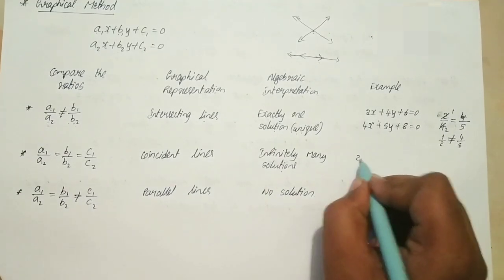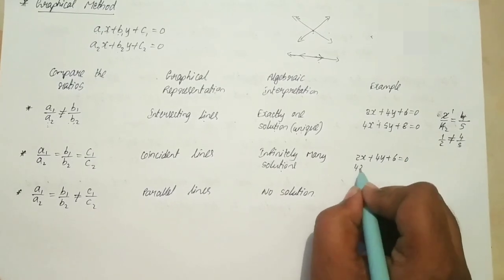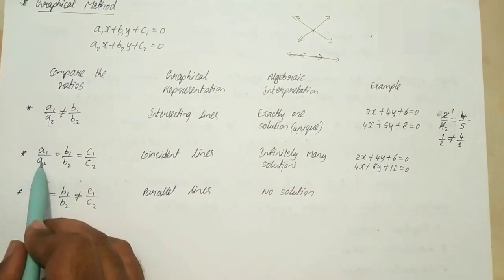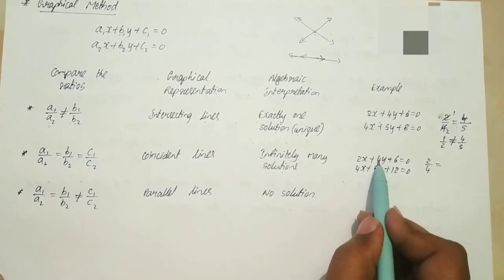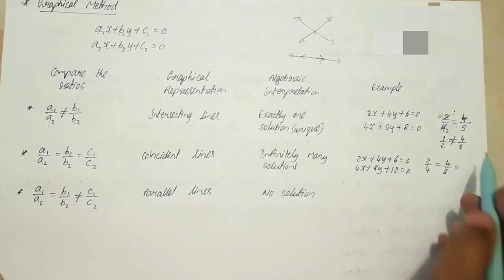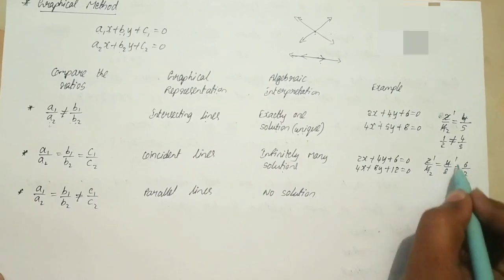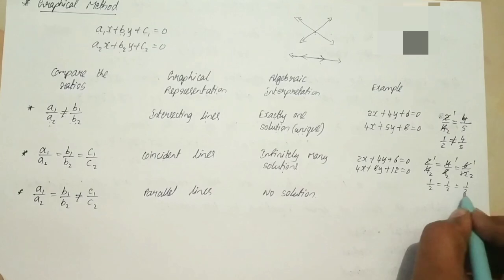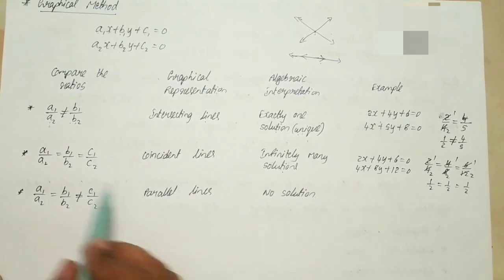For example, 2x plus 4y plus 6 is equal to 0, 4x plus 8y plus 12 is equal to 0. So compare the ratios here. A1 by A2 means 2 by 4, right? 2 by 4 is equal to B1 by B2 means 4 by 8, right? 4 by 8 is equal to C1 by C2 means 6 by 12. So see here, 2 1s are 2, 2 2s are 4, 4 1s are 4, 4 2s are 8, 6 1s are 6, 6 2s are 12. So 1 by 2 is equal to 1 by 2 is equal to 1 by 2. So here A1 by A2 is equal to B1 by B2 is equal to C1 by C2 form we got.